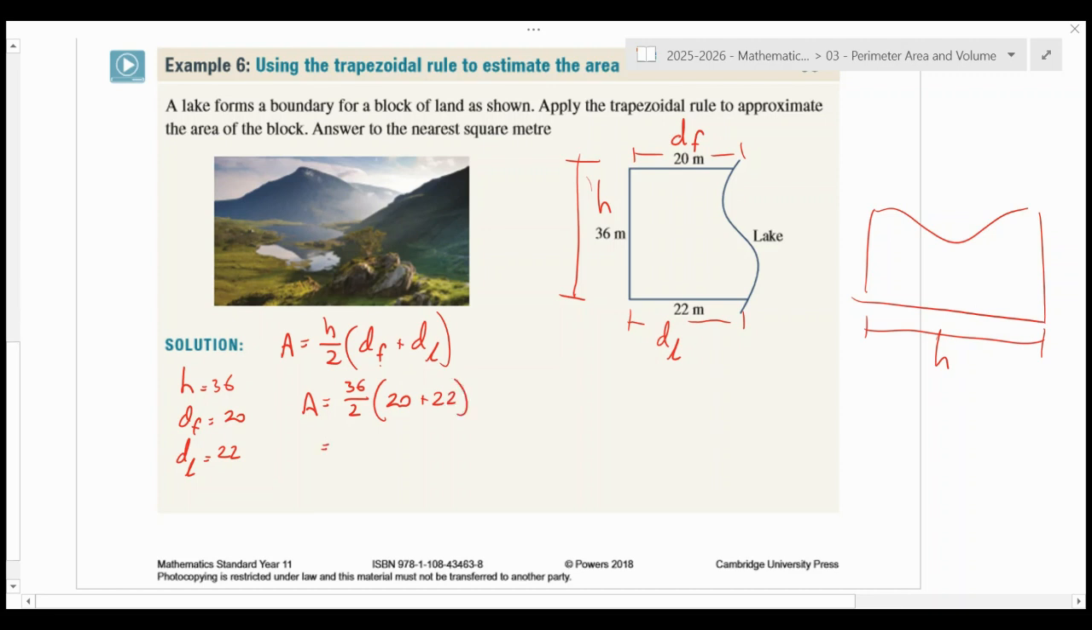Now you guys can chuck that straight into a calculator. There's no problem with that. You're going to get 36 over 2, which will be 18. 18 times 42, and you're going to end up with 756 meters squared. And that is to the nearest square meter. Okay, and that's all there is to that one.